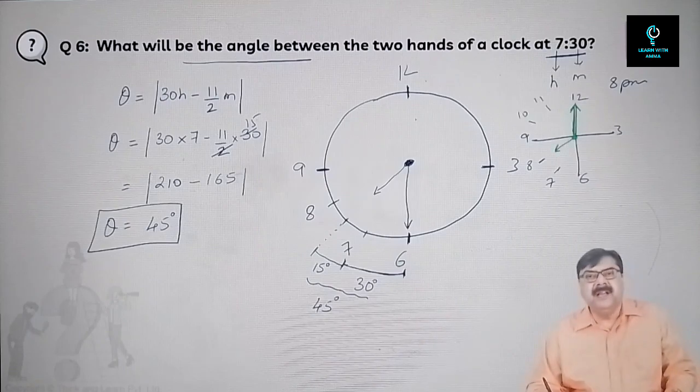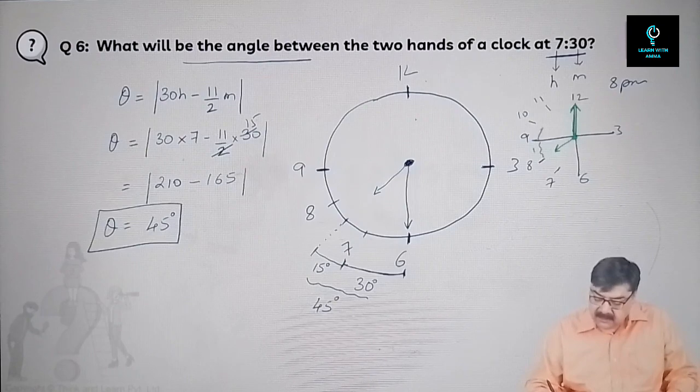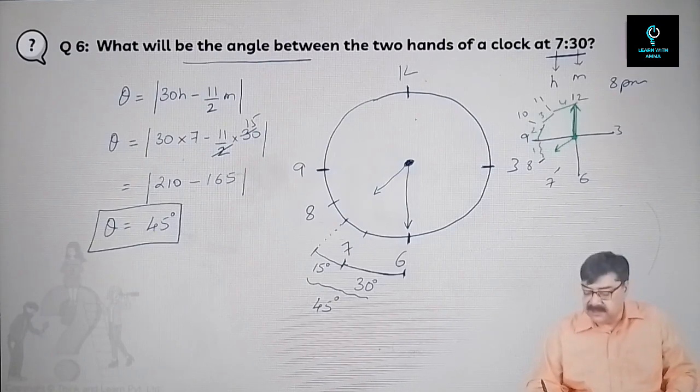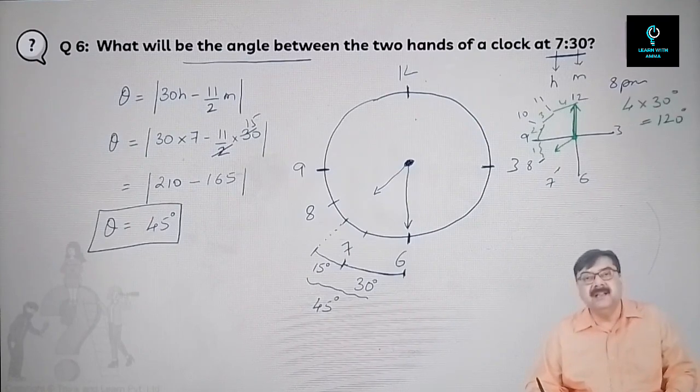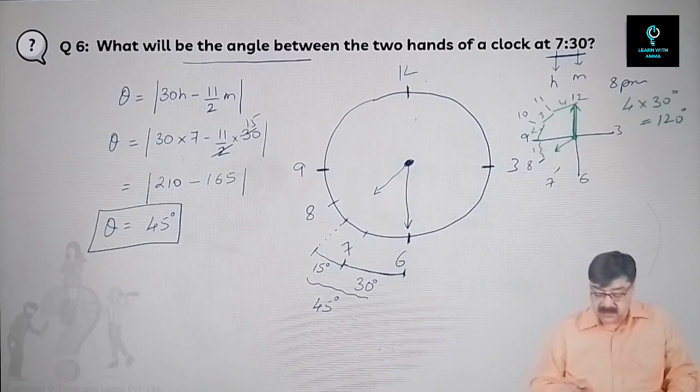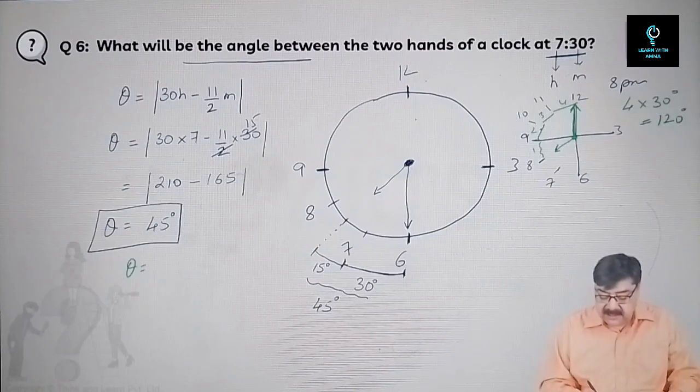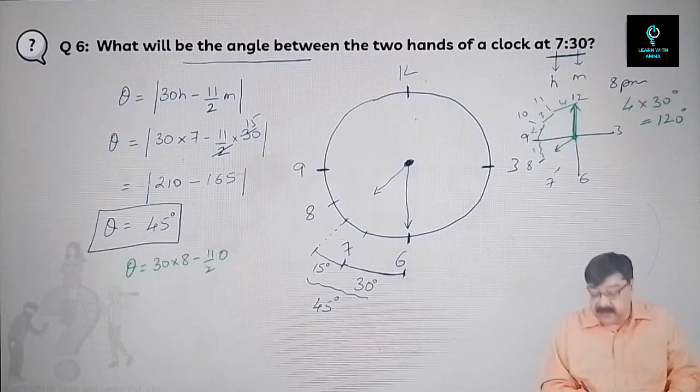You can simply calculate the number of hour divisions here. From here to here is 1, this is the second hour division, this is the third hour division, this is the fourth hour division. So 4 into 30 degrees, it will be 120 degrees. Or else you can also apply this formula, that is theta is equal to 30 into 8 minus 11 by 2 m. Minutes value here is 0. So theta here is 30 into 8, which is 240 degrees.